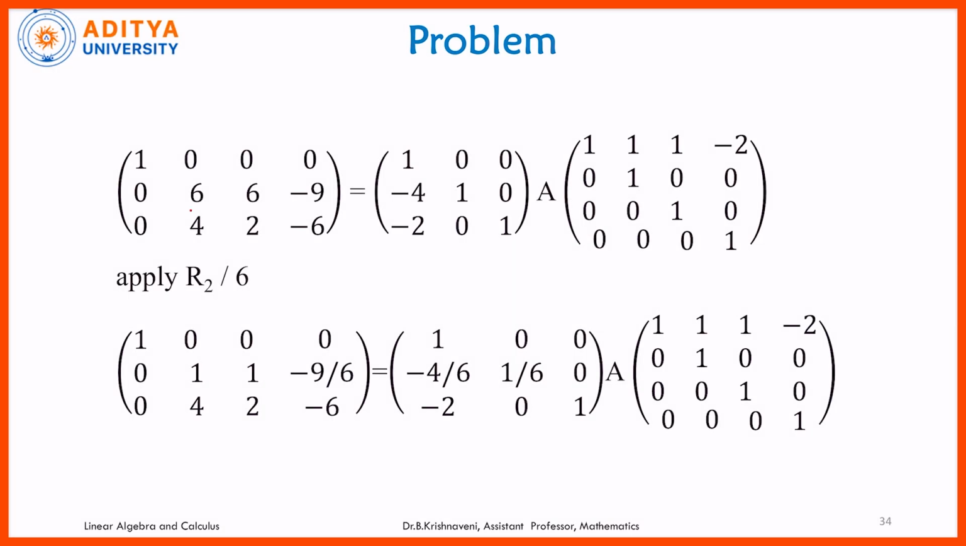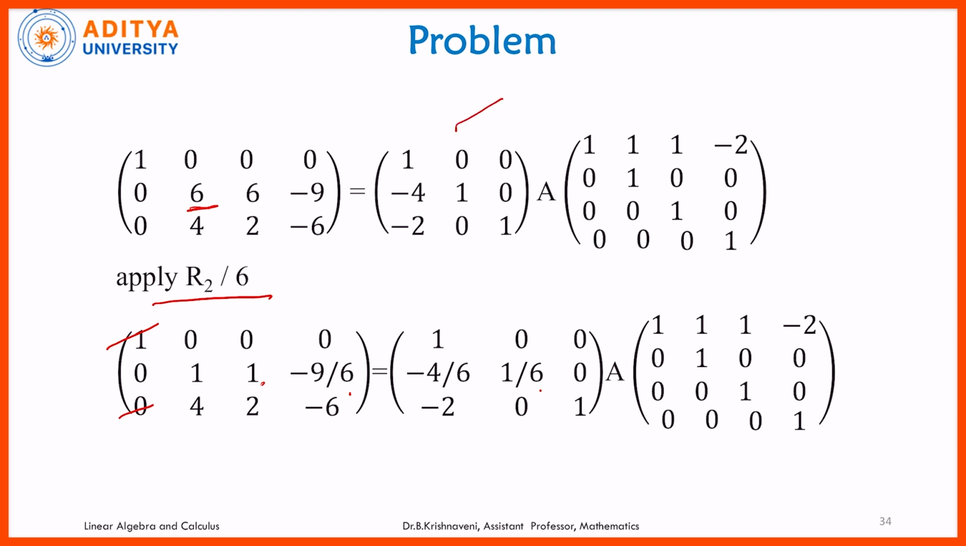We follow the same process as earlier. In order to reduce this into normal form, we have to do the same process. Now we need to fix this element and make the ones below it zero. But before that, if we make this element 1, then the simplification becomes easy. So for that, we apply the operation R2 by 6. The first row and third row remain the same, and the second row becomes 0 1 1 -9 by 6. Since we have applied a row operation, again we need to apply it on the prefactor of A in the RHS.